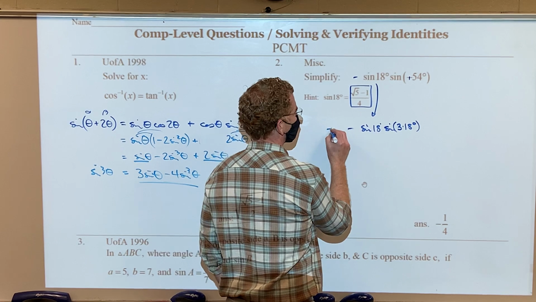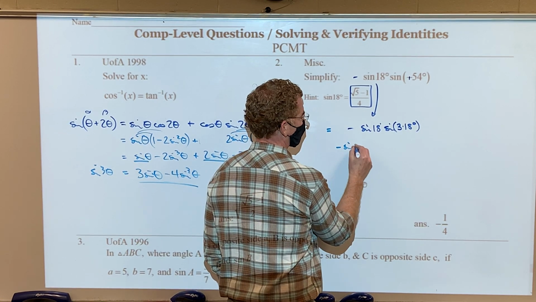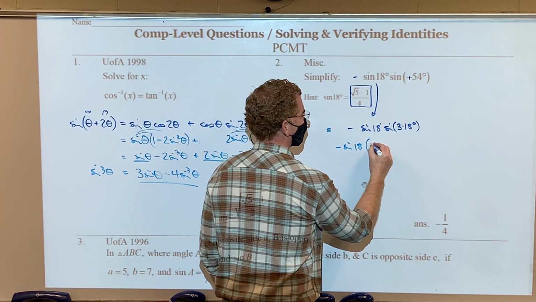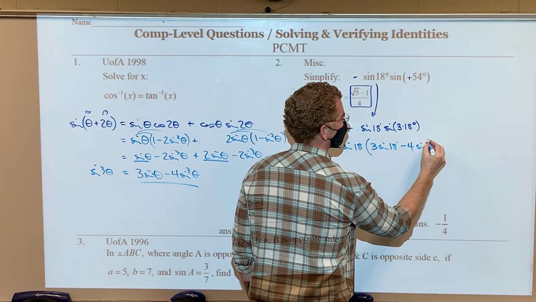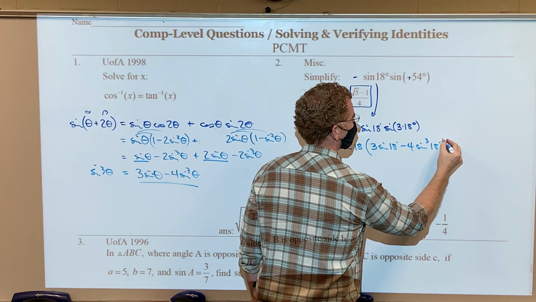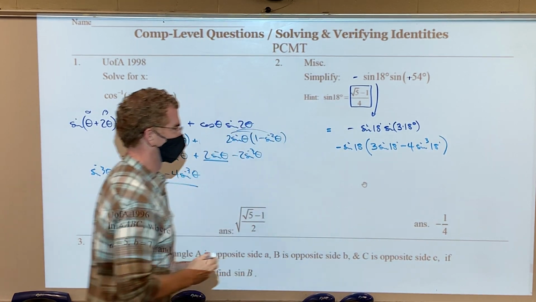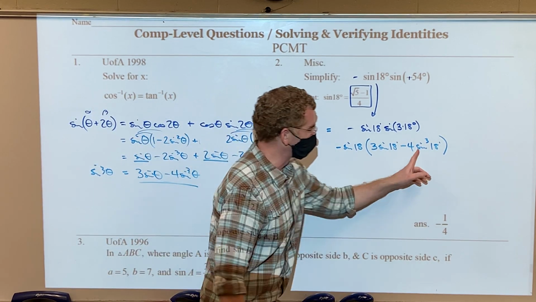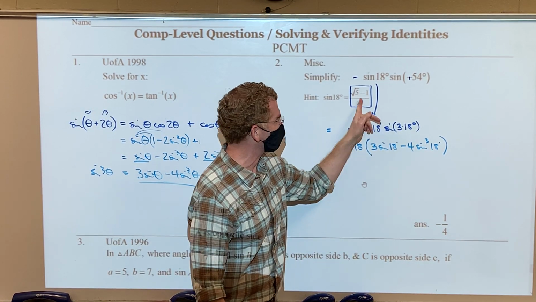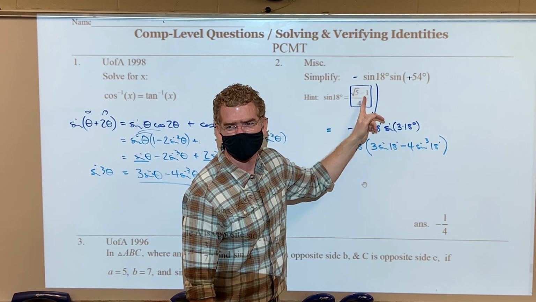So, let's take a look. That gives me negative sine of 18 times 3 sine 18 minus 4 sine cubed 18. And then all I have to do now is plug root 5 minus 1 over 4 in for sine of 18 and algebra the crud out of this. Or is there a better way? What if I got a little creative, because I'm looking at this right now and going, cubing that, that times that times that, I'm not a big fan.